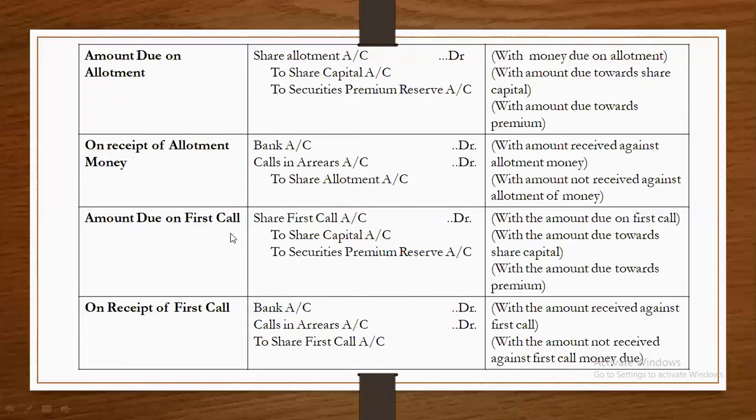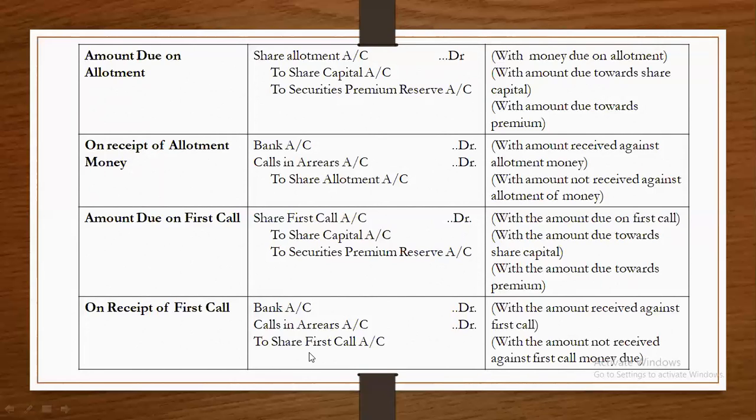When the first call is due, the journal entry will be share first call account debit to share capital account, to security premium reserve account. And when this amount is received by the company, the journal entry will be bank account debit to share first call account.